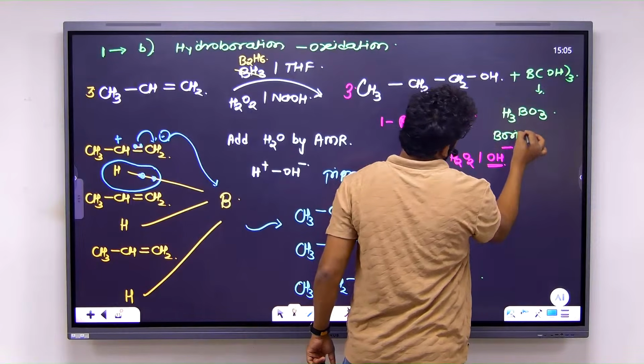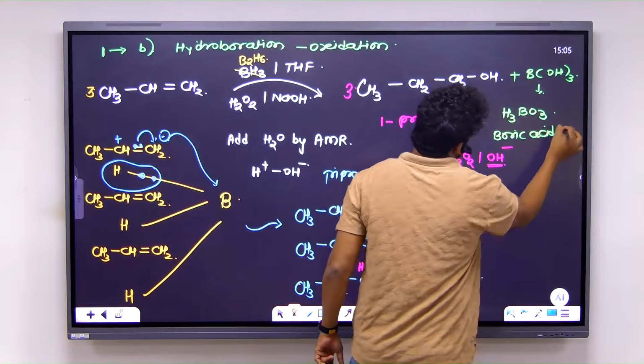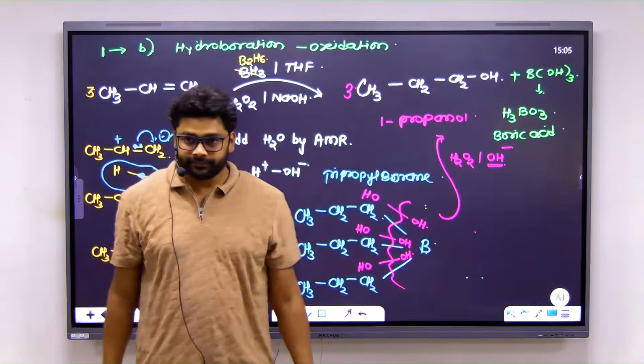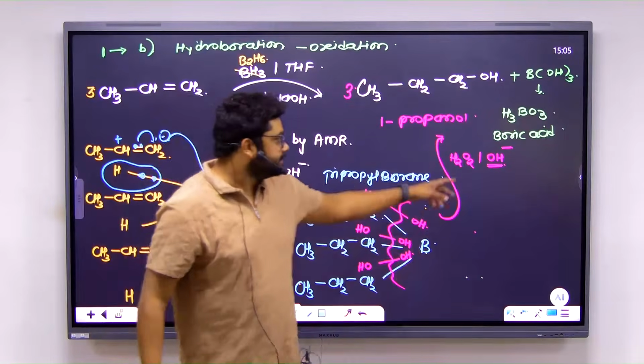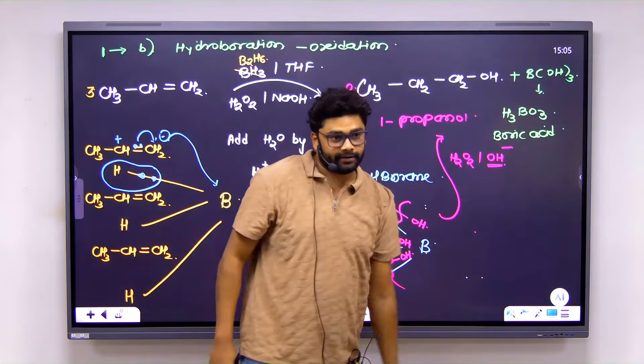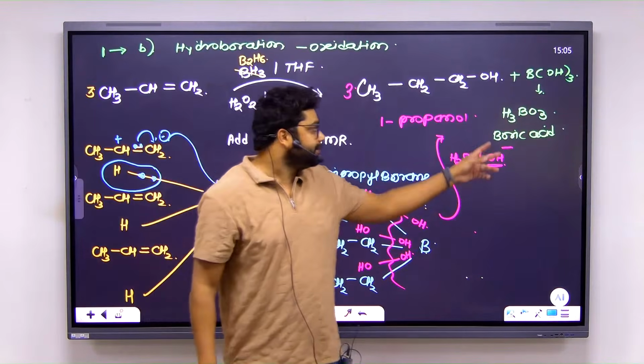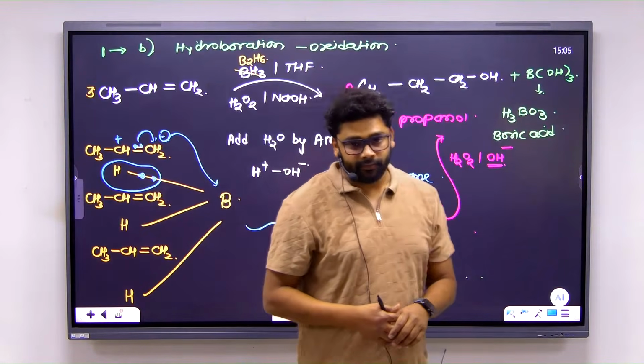Boric acid. You play carrom, right? So the white box is there in which it contains what? A boric powder, carrom powder. So that carrom powder is what? A boric acid or boric powder.